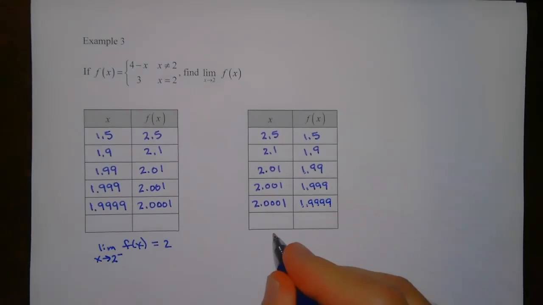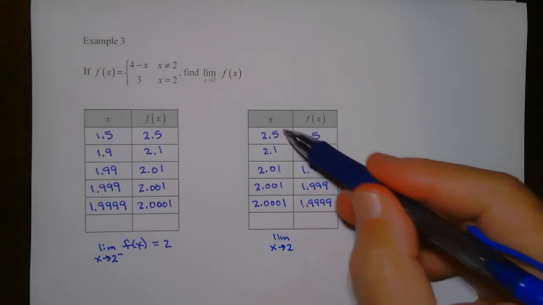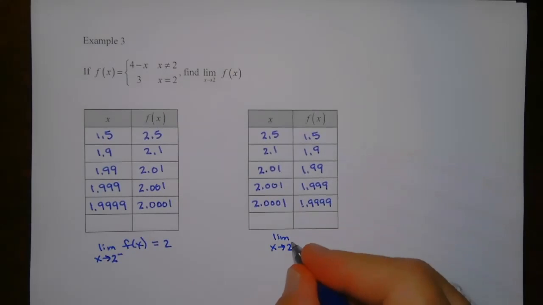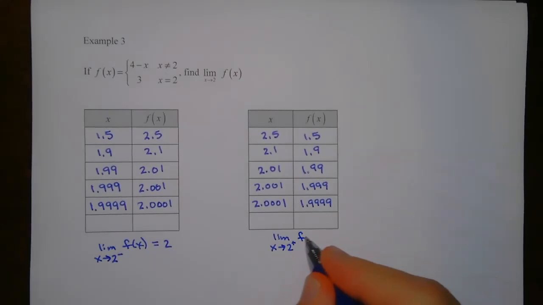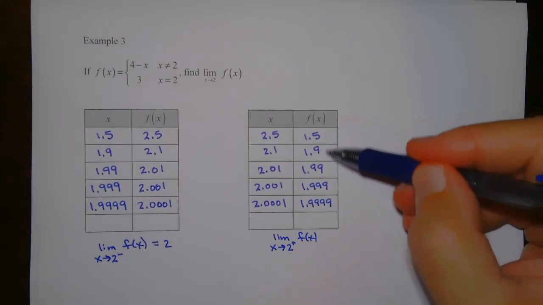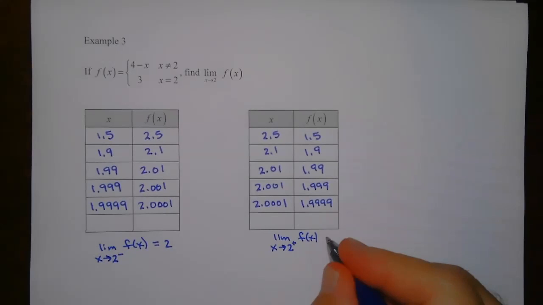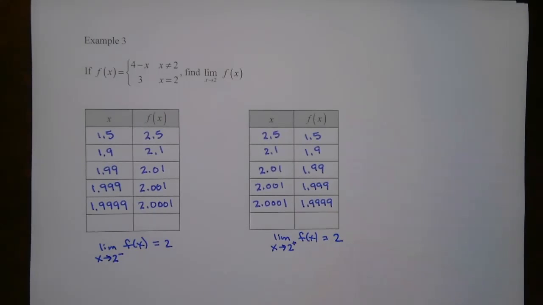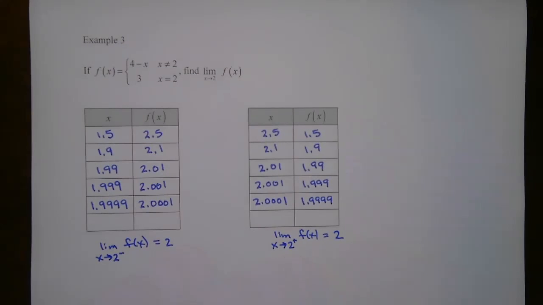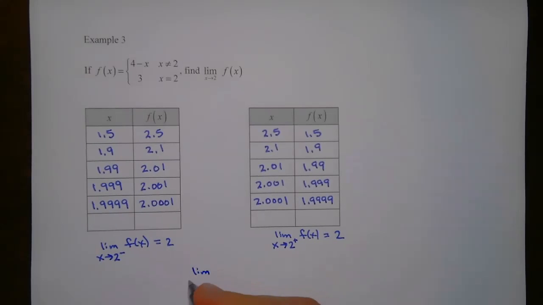And this is telling us that the limit as x approaches 2, but the x's are approaching 2 from the positive side or from the right of f of x, and these y values are approaching the number 2. Okay, those are in agreement, right? So those are both the same, which means the limit exists, and the limit as x approaches 2 of f of x is equal to 2. Okay. All right, so that's example 3.